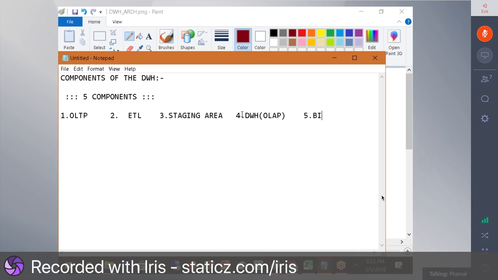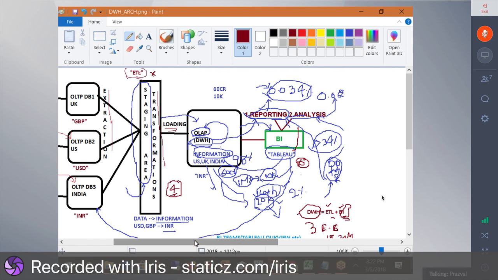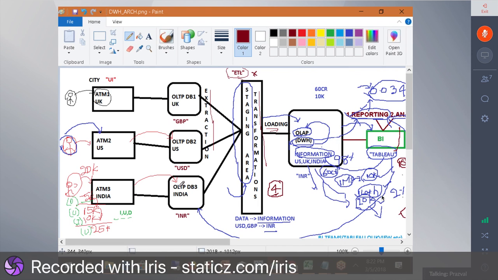So how many components does a data warehouse typically contain? 5 components. What are they? OLTP. What is OLTP doing here? OLTP is storing the complete transaction data. The second component is ETL. What is ETL doing? ETL is taking the data, transforming it into information, and loading it into the permanent saving place called the data warehouse.